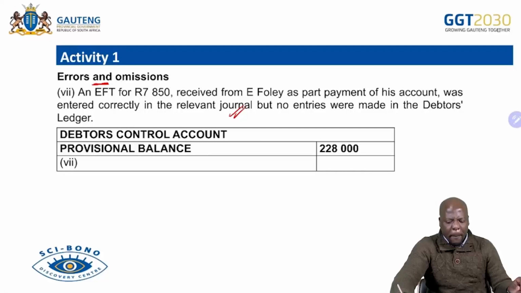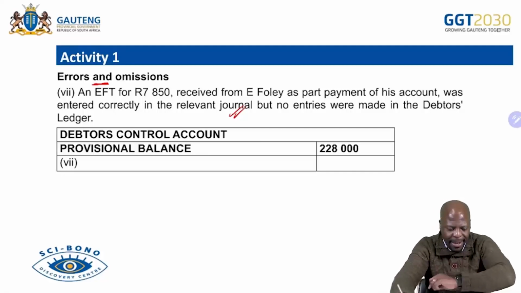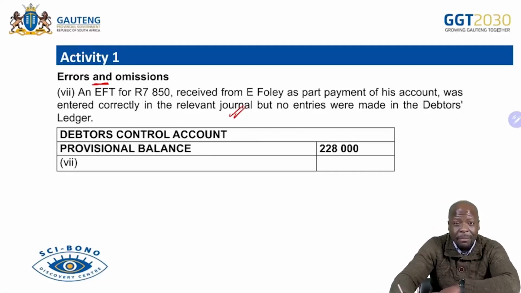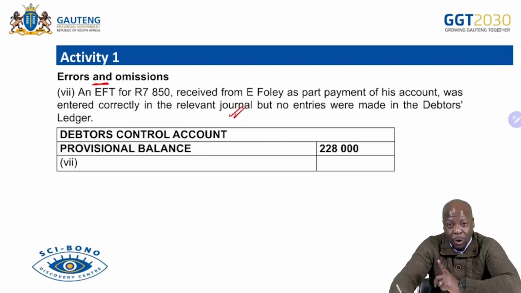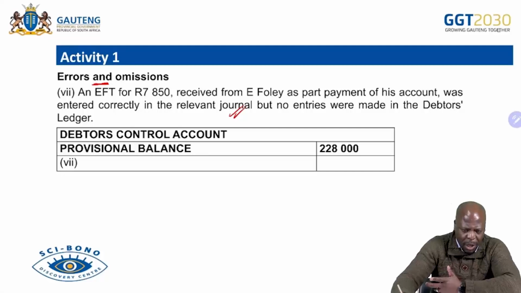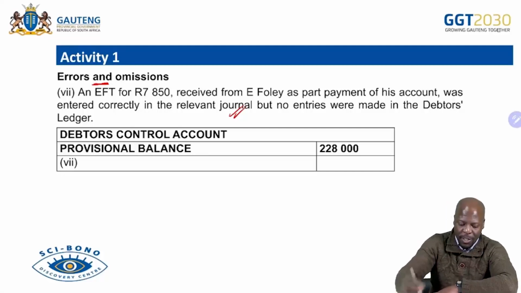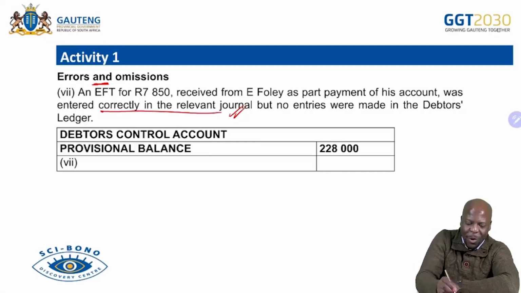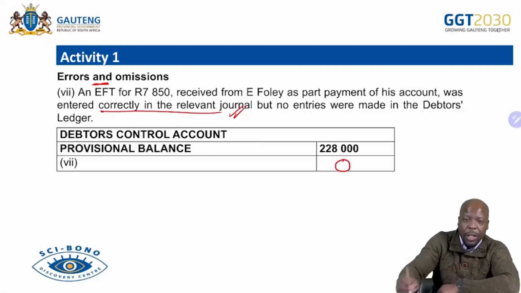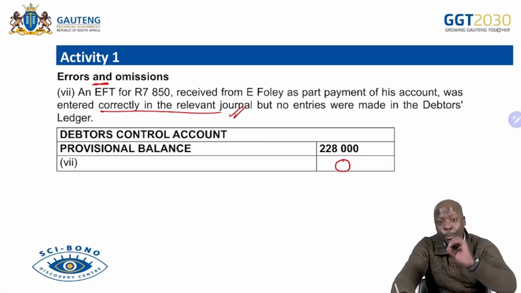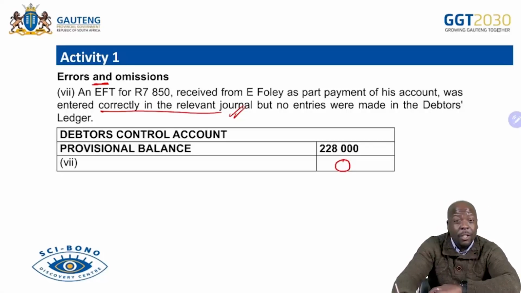Let's see what they say. But no entry was made in the debtor's ledger, in the individual account. Remember the ledger and the list, the individual account. So they're simply trying to tell me, when you come to your control, there's nothing to correct because it was correct. That means here, what do I say? No entry. What did they say about no entry? You put a 0. 0 means no entry. Please follow the examiner's instructions. Put the 0.